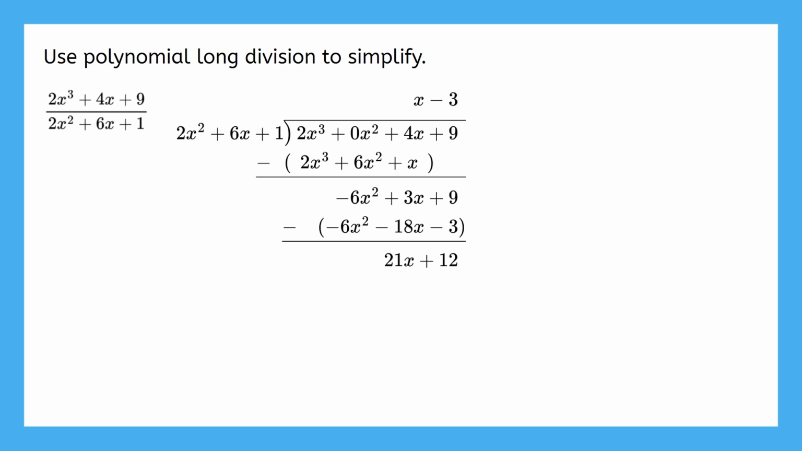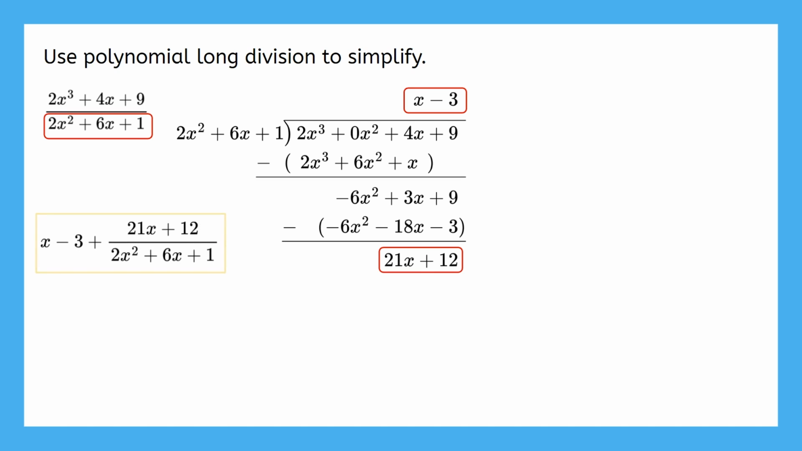For our final answer, we write what we got on top of our long division symbol, and we write our remainder over our divisor. That will give us our final answer.